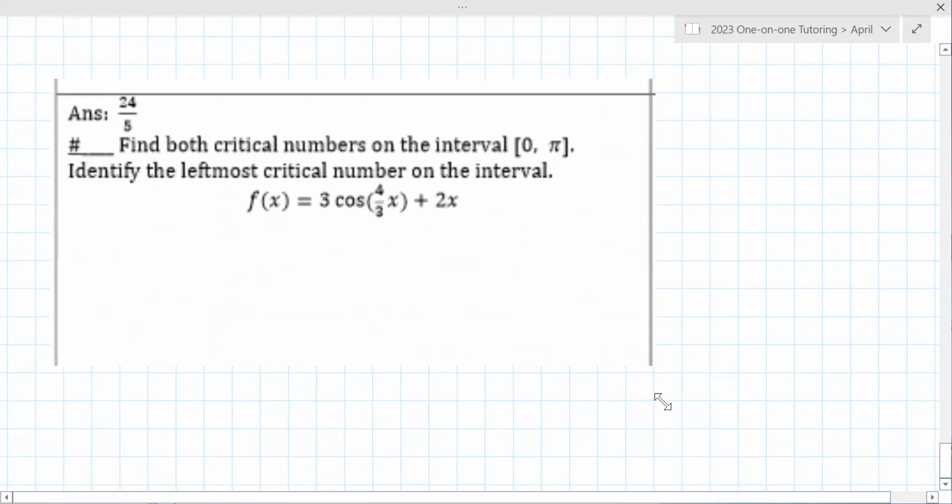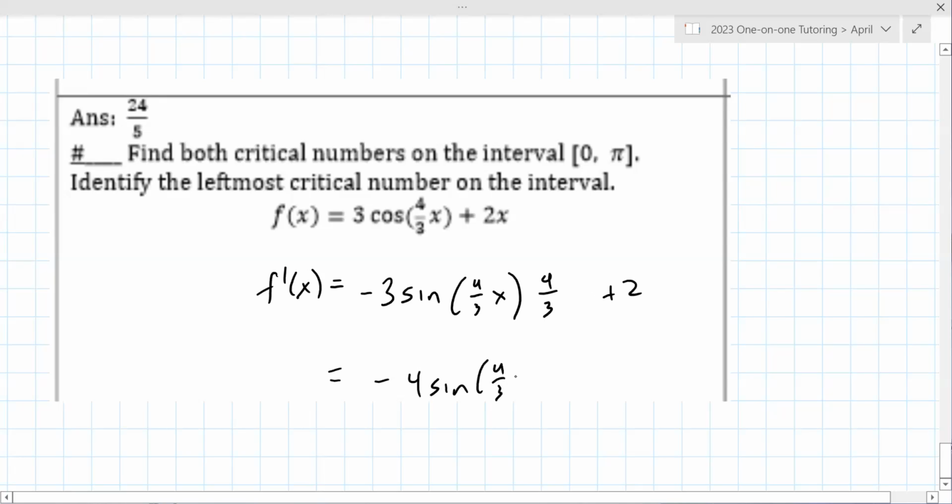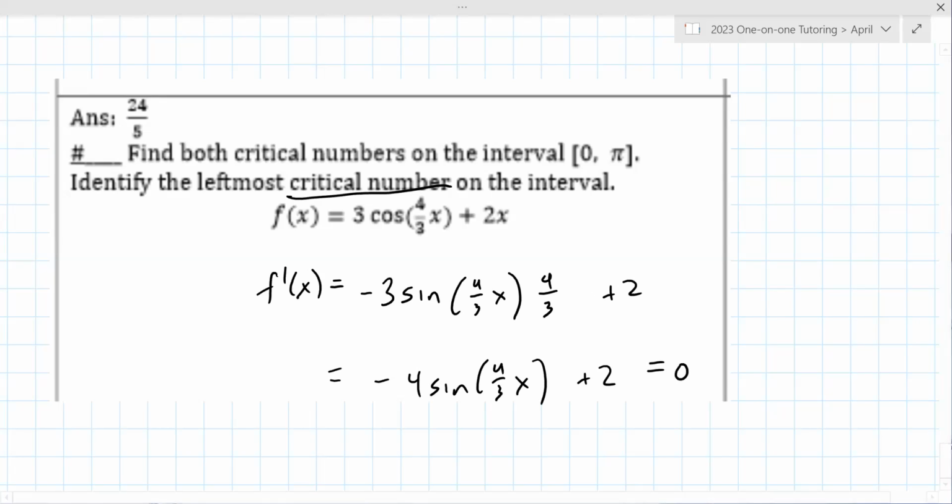All right, so you have to find the derivative, f prime of x. The derivative of cosine is minus sine. -3 sine 4/3 x, chain rule, multiply by 4/3, plus 2. So you get -4 sine 4/3 x plus 2 equals 0. To find the critical numbers, you set this equal to 0. So it involves a little bit of your trig.